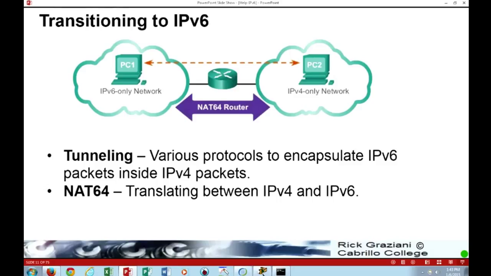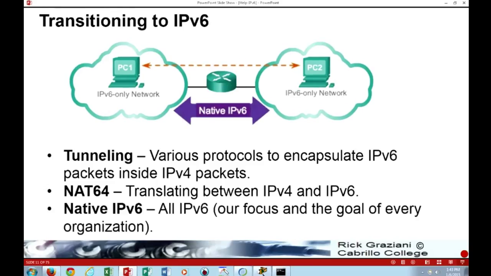And really where we're headed is towards native IPv6. ISPs are turning this on at the edges. We run, in California, California schools, you can get an IPv6 address from CENIC.